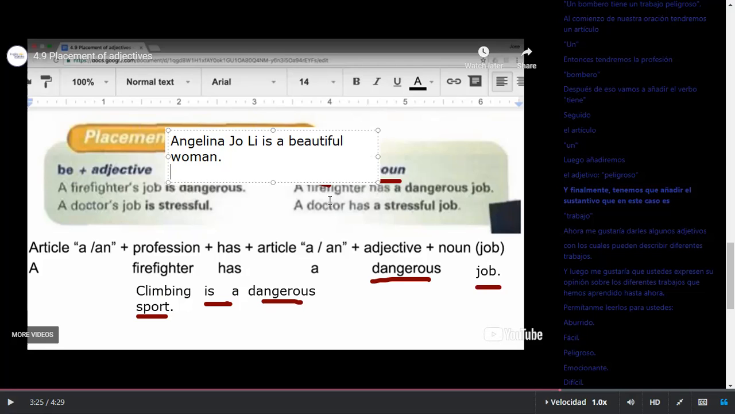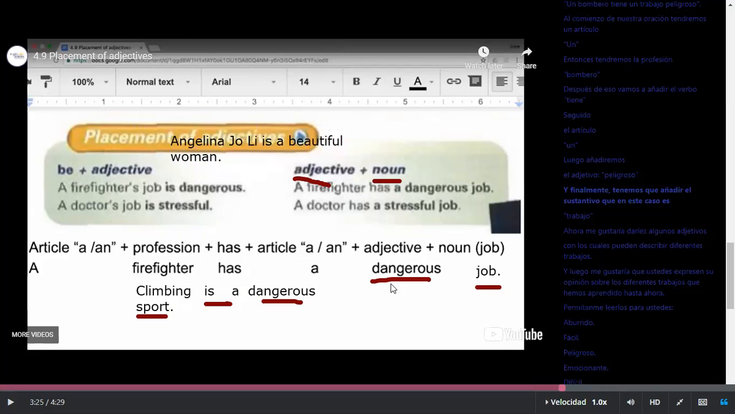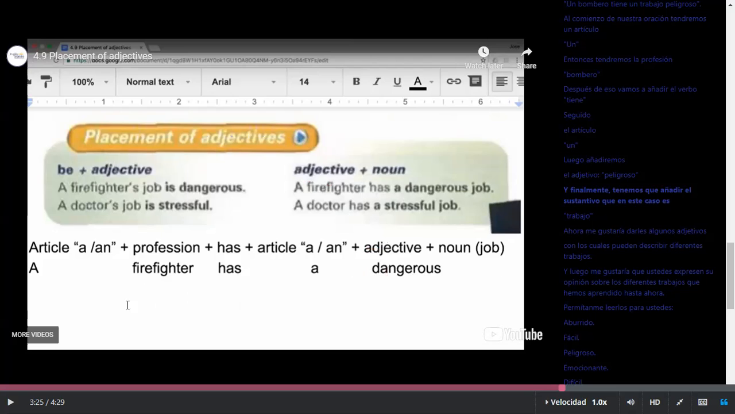Now, the article A and AN, ¿en qué momento usar cada forma? La regla del artículo no cambia. Si le sigue una palabra que empieza con consonante, en este caso, a dangerous job. So, a está relacionado con qué palabra? Con dangerous. Dangerous empieza con la letra D. Right? Pero ¿qué pasa si yo uso una vocal? Yo te digo el ejemplo, El Salvador.